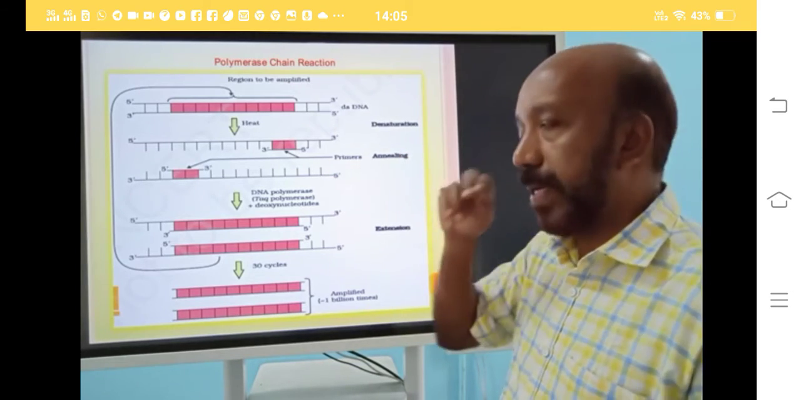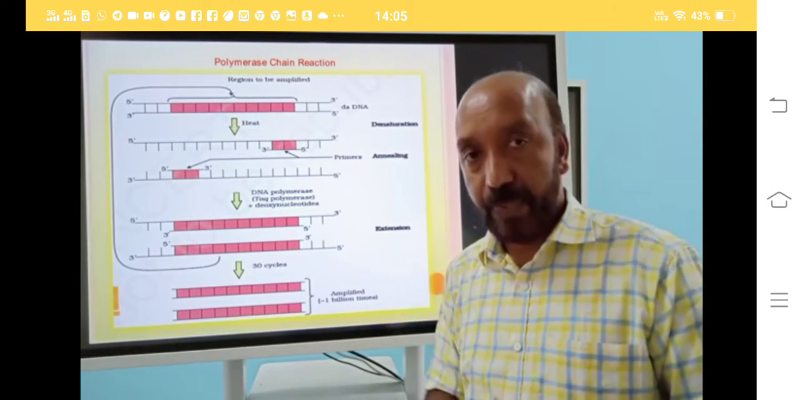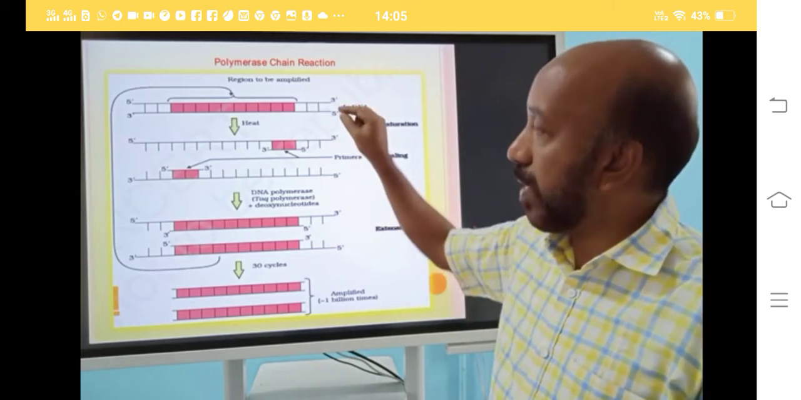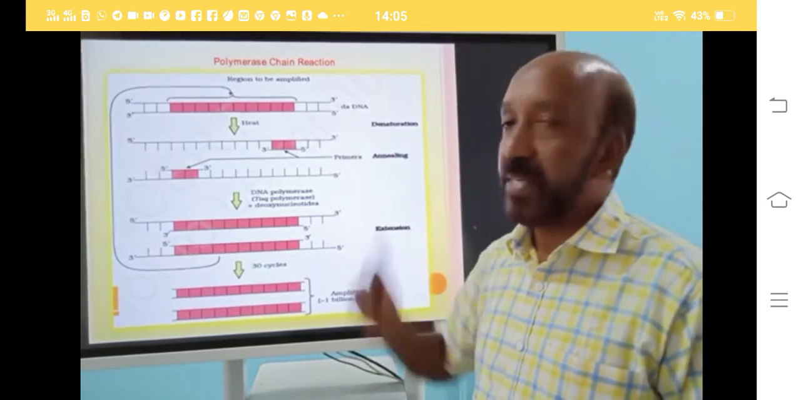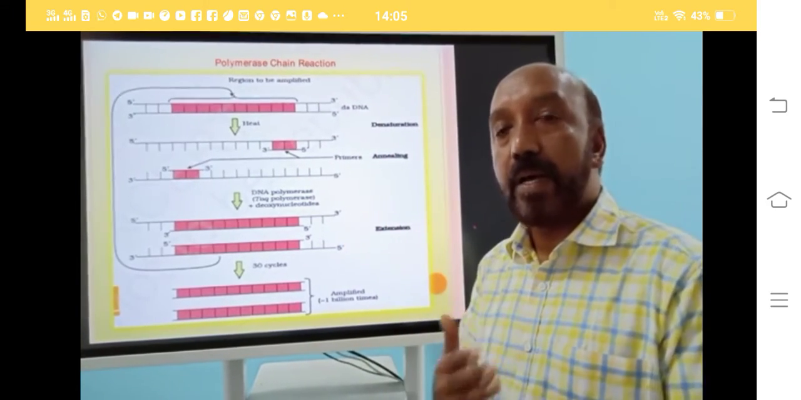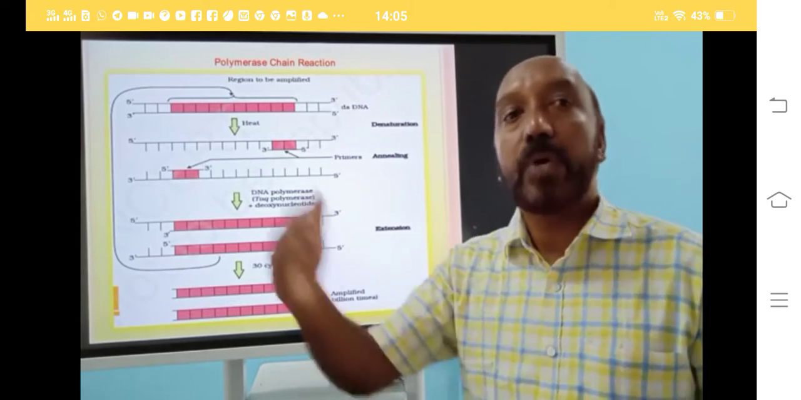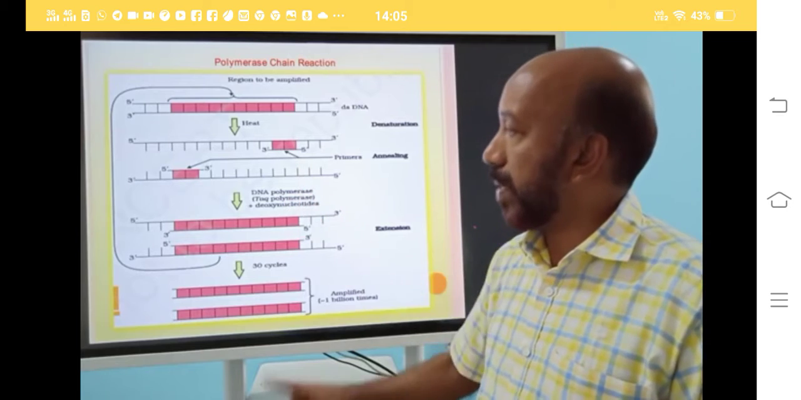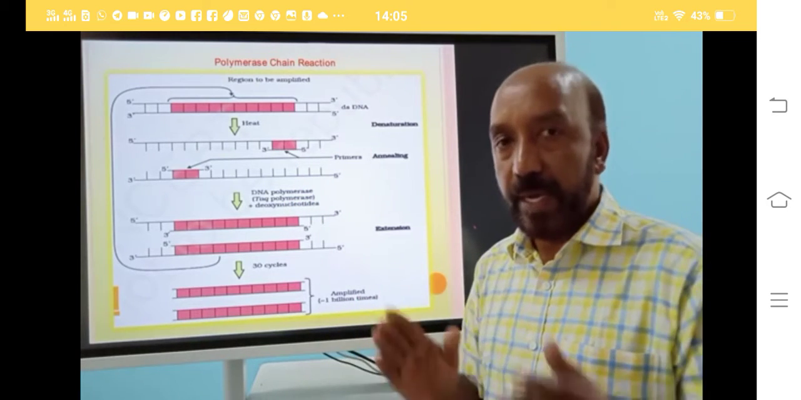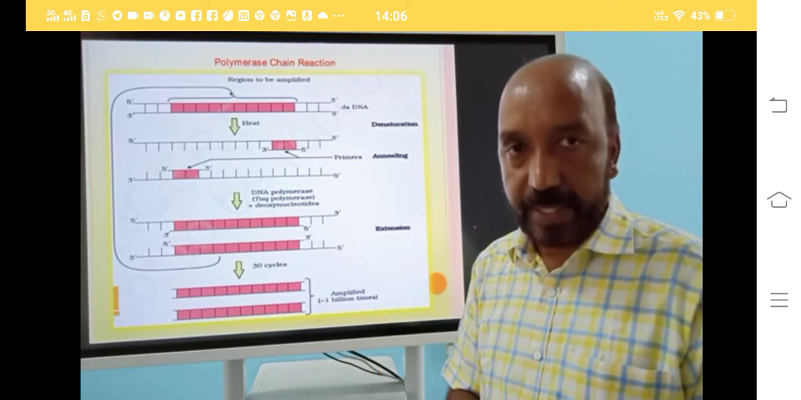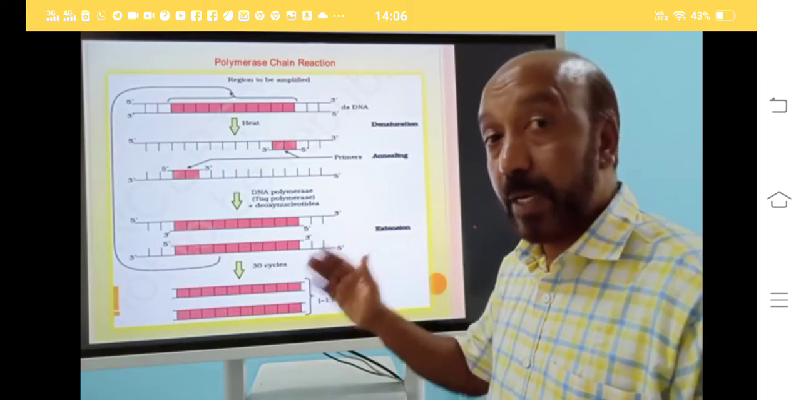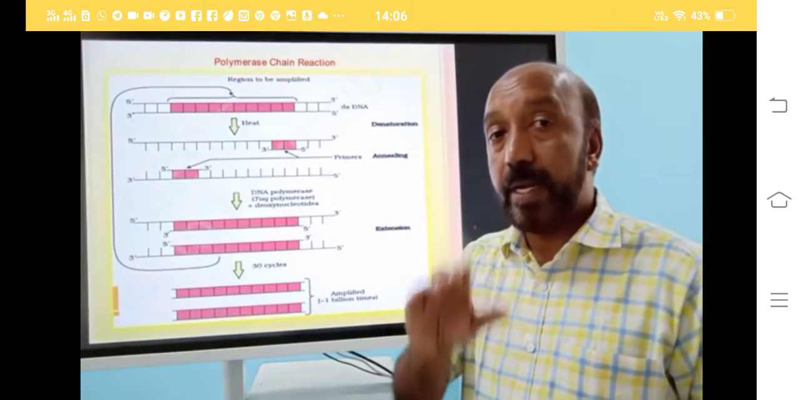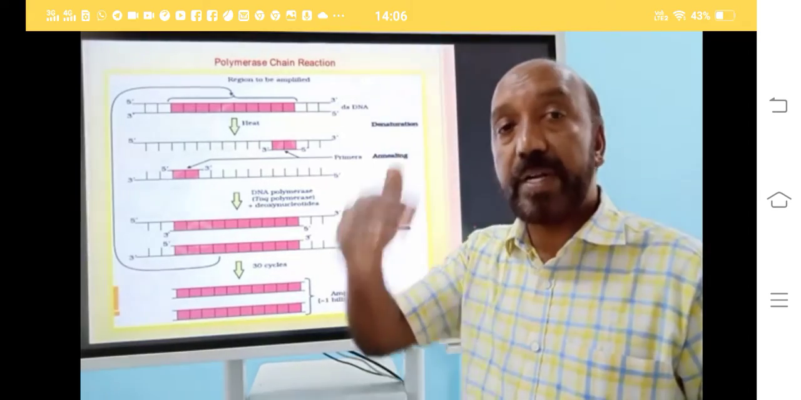Annealing is nothing but the joining. These primers join with the template strand, and they start the extension or elongation of the new strand using DNA polymerase and deoxynucleotides. Here we want to remember one important thing: this is an artificial means which takes place at a high temperature. Generally, DNA polymerase cannot tolerate high temperature.